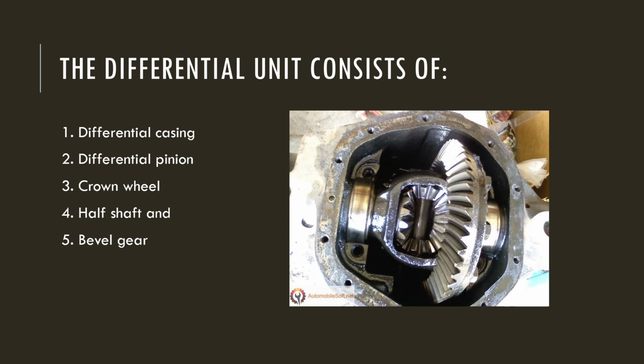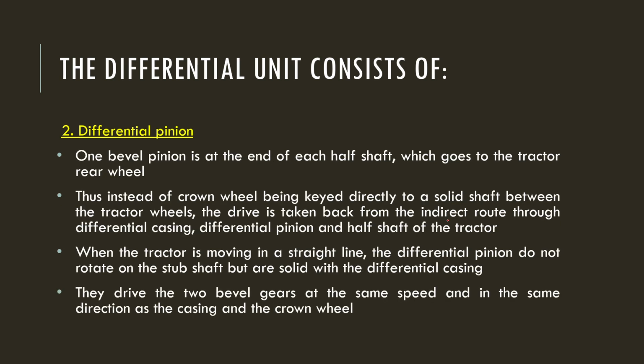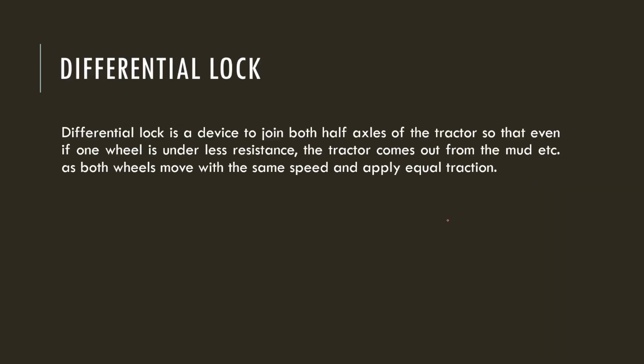First one is the differential casing, then the differential pinion. This is the differential pinion. Then the gears which are mounted at the end of the half shaft, and the crown wheel. So this is the differential unit, and the functions of each one were discussed in the earlier slides.